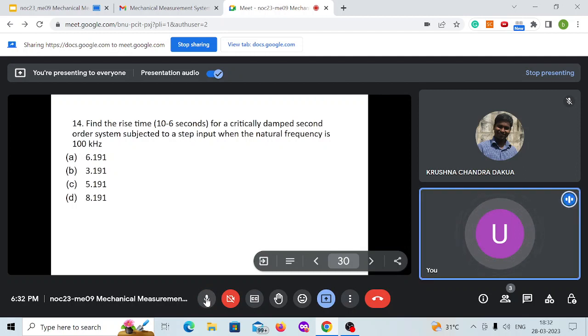So we'll see how to calculate this. We need to find the rise time, and this is a second order system which is critically damped. Critically damped, the damping ratio is 1, and this is subject to a step input, and we have a natural frequency of 100 kilohertz. So the options are 6.19, 3.19, 5.19, 8.19. These are all in microseconds. We need to find the rise time in microseconds. So the answer is 6.19.